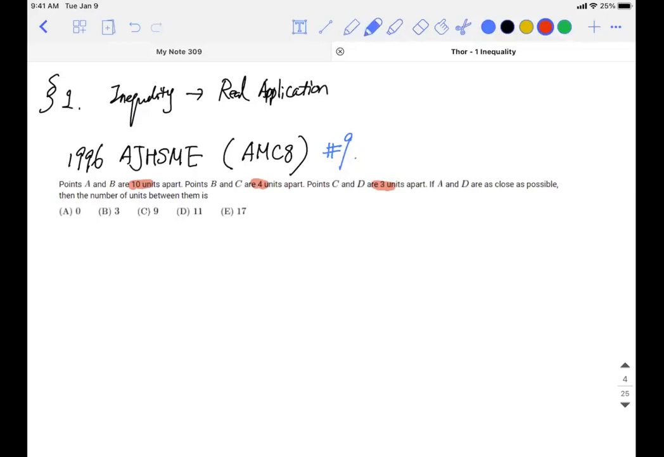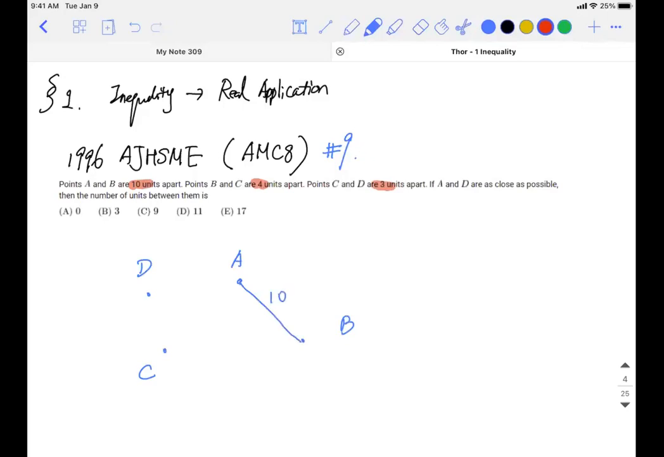So basically, I think this one looks like a geometry problem, right? Looks like a geometry problem. So let's say I have, I don't know, A, B, C, D, right? Something like this. The question is talking about 4 different points. The question mentioned that AB equals 10.